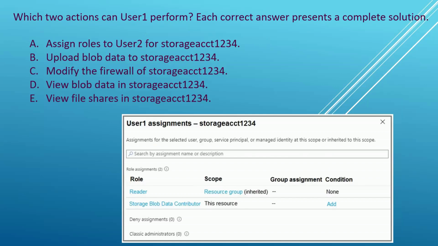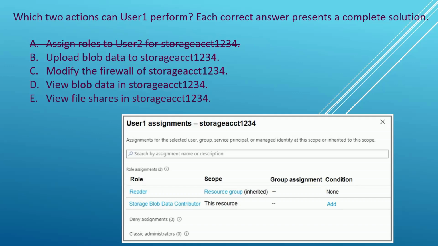And your options are: assign roles to user 2 for storage account 1234, upload blob data to storage account 1234, modify the firewall of storage account 1234, view blob data in storage account 1234, view file shares in storage account 1234. Friends, the first option is obviously incorrect, as to assign roles, user one needs either an owner role or user access administrator role. So you can rule that out.